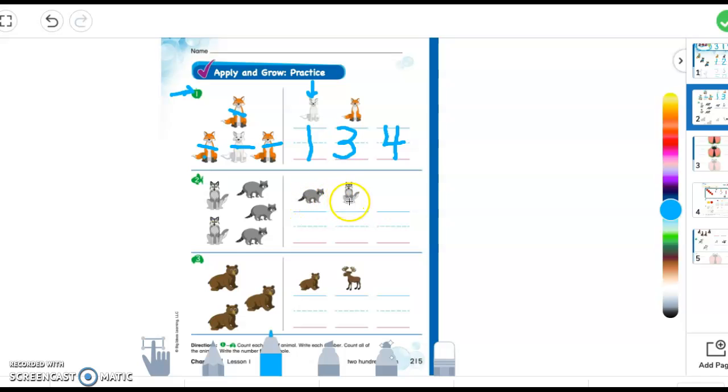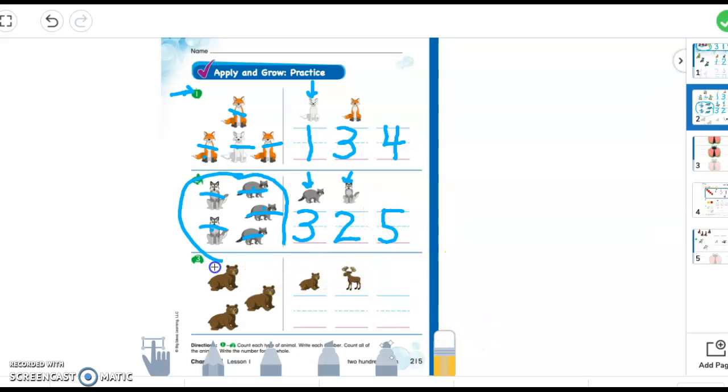Let's look at the raccoons and the husky dogs. How many raccoons do we have? Let's count them. 1, 2, 3. 3 raccoons. How many husky dogs are in our set? 1, 2. 2. What is our whole all together? 1, 2, 3, 4, 5. So 3 and 2 is 5.